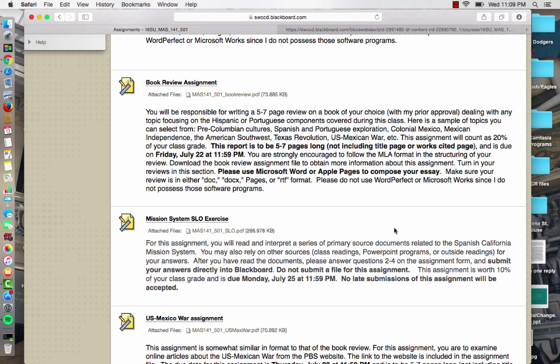So again, the two main things to keep in mind before I talk about the parameters of the assignment itself: this is due Monday, July 25th, and you write your answers directly into Blackboard. No need to send a file for this particular assignment. So let's open up the file, and I'll show you what everything's about.